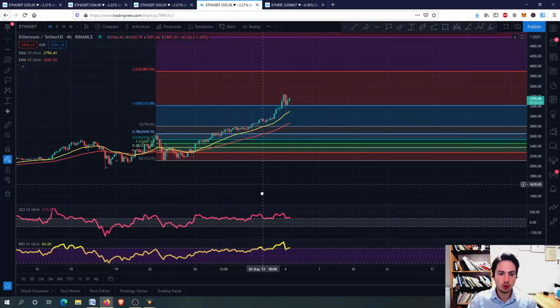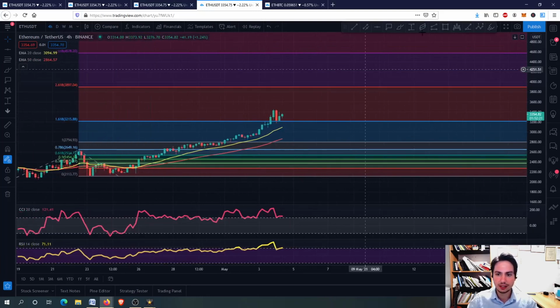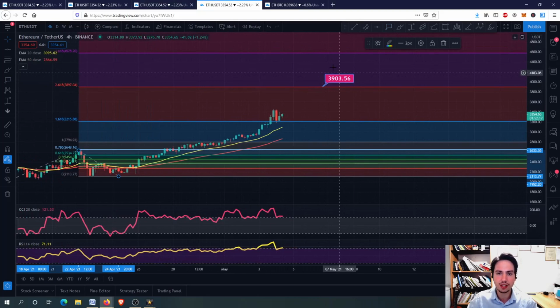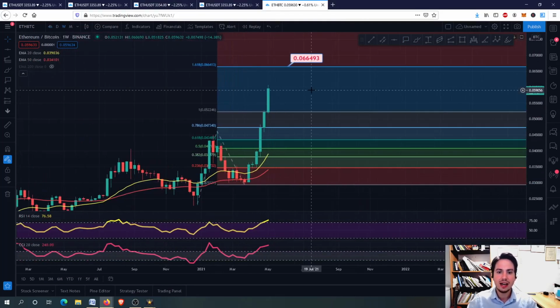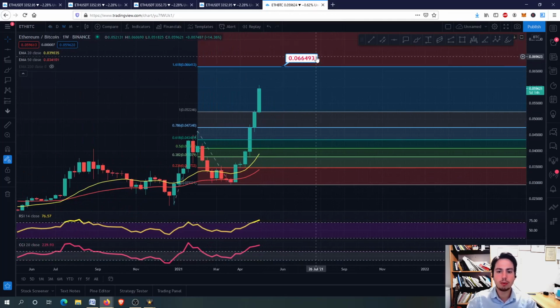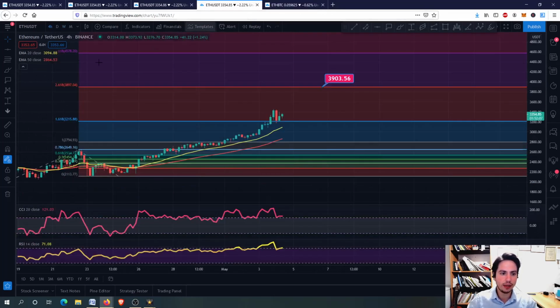And of course, right now, these are our targets here. Of course, I have the Fibonacci extension. You can see here 3,900. As for Ethereum against Bitcoin, we still have room to grow till the 0.066. But what I want to show you guys is the weekly.